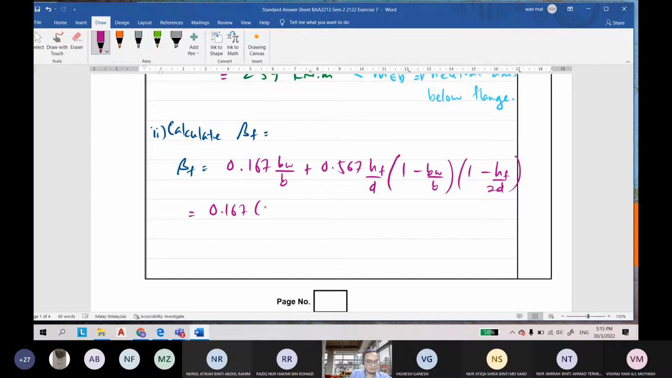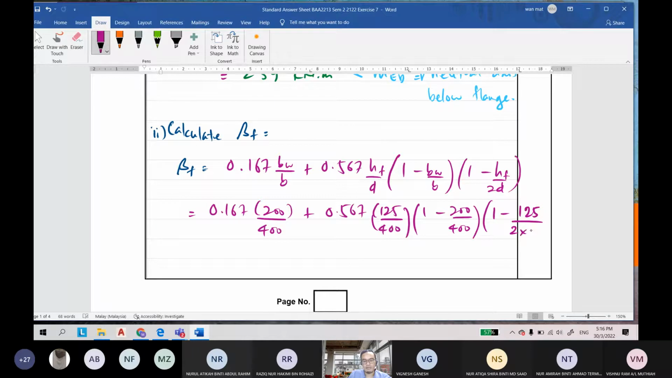0.167 times BW over B, which is 200 over 400, plus 0.567 times HF over D, which is 125 over 400. Multiply by 1 minus 200 over 400, and multiply by 1 minus 125 over 2 times 400. Can I get the answer? What is the value of beta F?